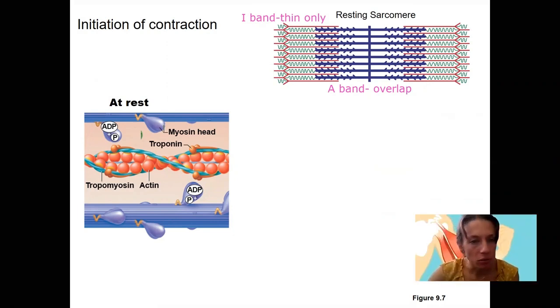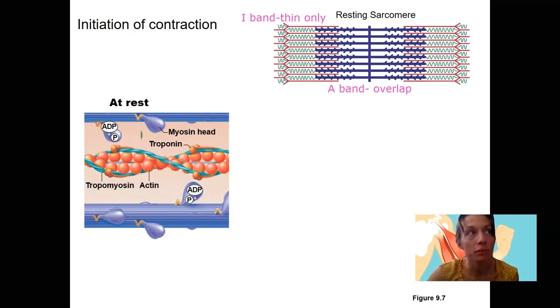So at rest, we've got the thick filaments, which is myosin, and the thin filaments, actin. Red here, just like up here, purple, just like up here with those myosin heads. And they are just sitting right next to each other, hanging out. Notice that the myosin heads are bound by ADP and a phosphate. So that's ATP that's been broken down into ADP and a phosphate.